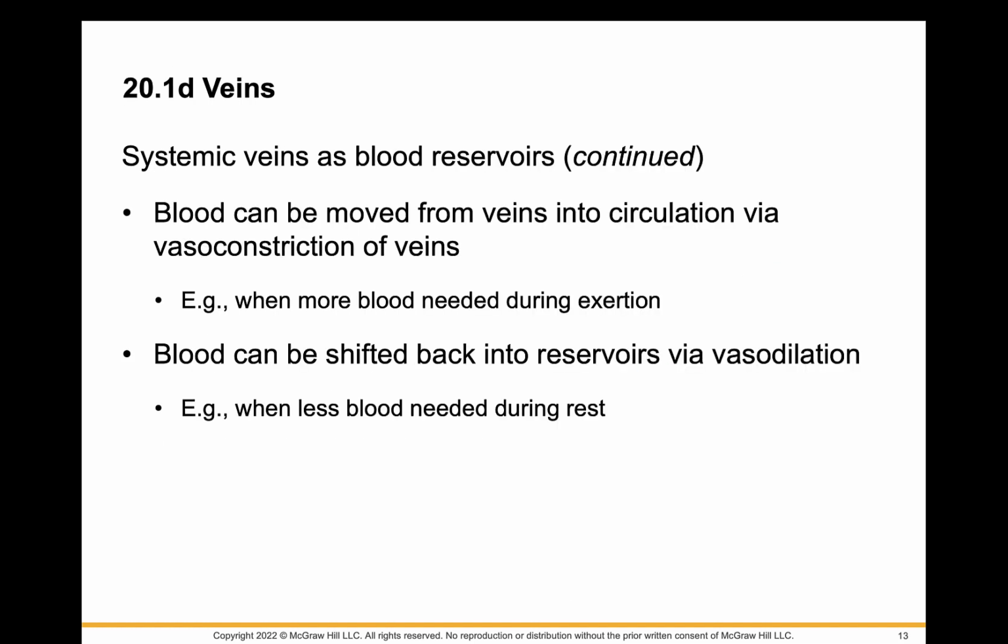Now, one thing to keep in mind here is we've used this term reservoir, and blood can actually be moved from veins into circulation via the process of vasoconstriction. So a really good example of when this is going to happen is when you need more blood during exercise. So blood can be shifted back and forth. Okay, so at exercise, we're going to see vasoconstriction of veins, moving venous blood into circulation, whereas at rest, we're basically going to see that blood shifted back, and that's going to occur via vasodilation.